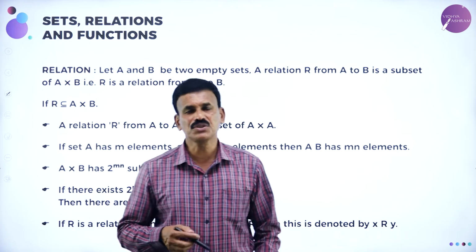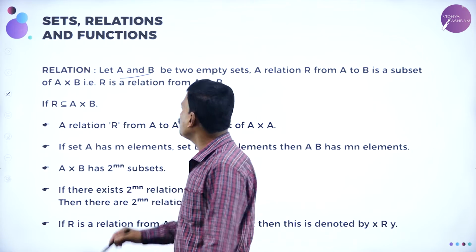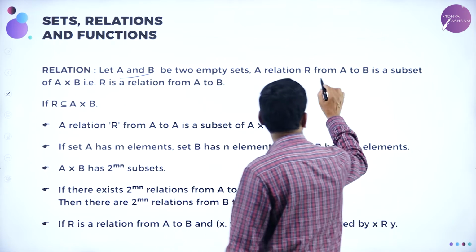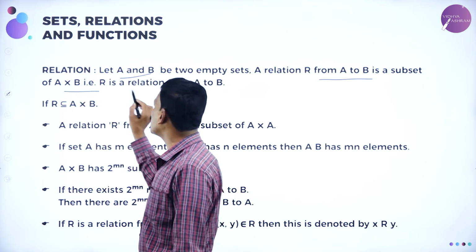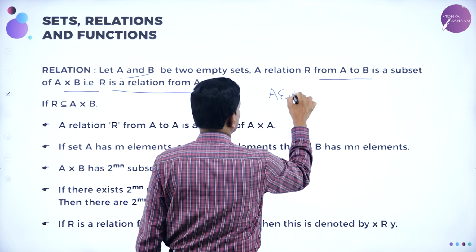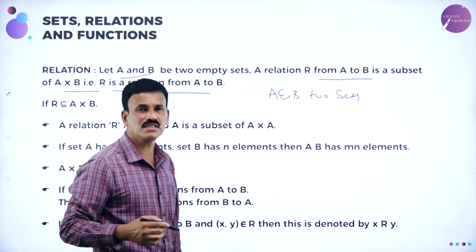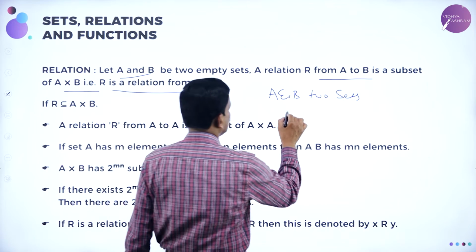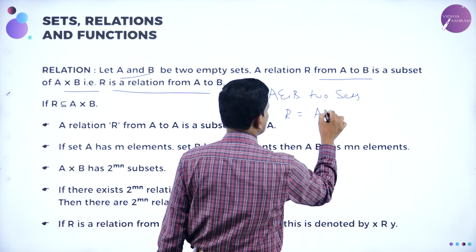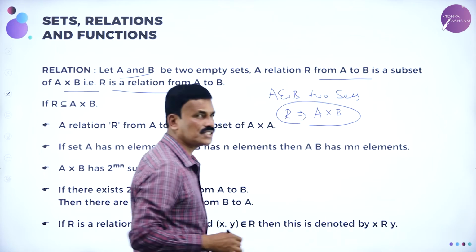Now let us consider any two sets. Suppose A and B are any two sets, then a relation from A to B is a subset of A cross B. That is, R is a relation from A to B. The relation from A to B is denoted as R is a subset of A cross B. The subset of A cross B is called the relation.